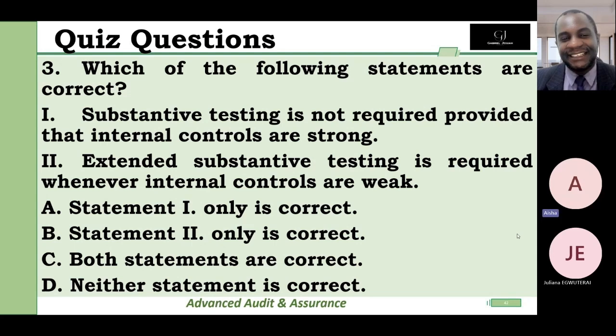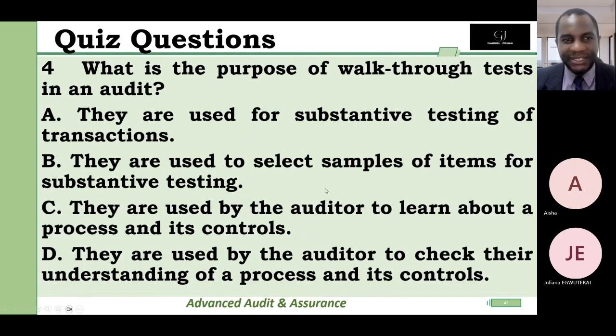I'll go with... Oh God, I'm not sure. I like this question. I'll stick with A. Okay. A is going with A, statement 1 only is correct. And J is going with C, both statements are correct. All right, we'll see on judgment day.